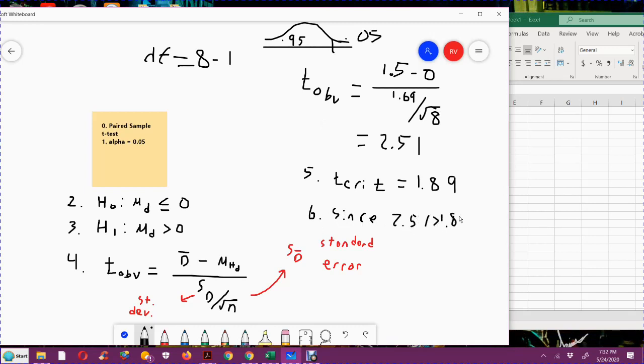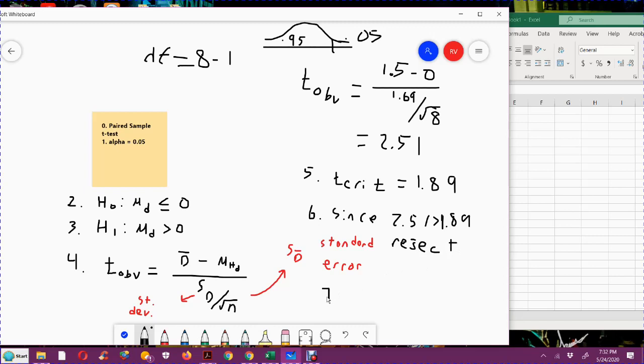And that means that we are in the rejection region. The 2.51 is up here somewhere. The 1.89 is that cutoff line. And so our observed value is larger than the cutoff line. We are in the rejection region. So we reject the null hypothesis.